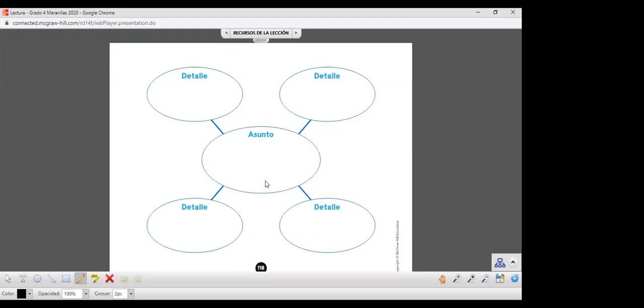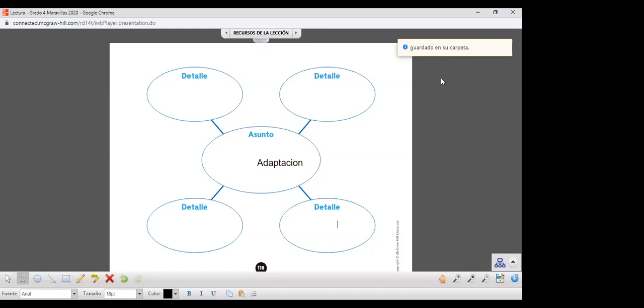The next thing I'm going to need is main idea and key detail, right? ¿Cuál era el asunto, pues? Junto con los estudiantes, puedo decir aquí. What was it, right? What were the adaptations? I could do this with my students, and then I could save my work. And let me lower this a little bit so you can see. I could save my work, and it's going to my binder.